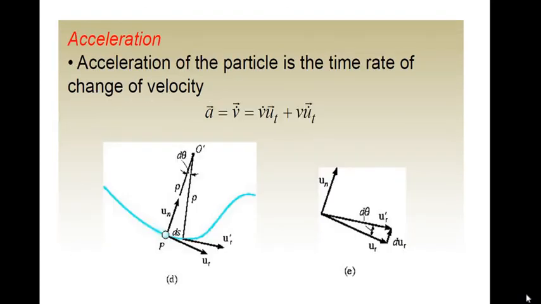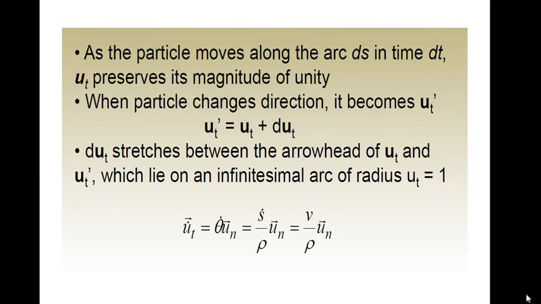Now acceleration. Acceleration of a particle is the time rate of change of velocity. a is equal to v dot times ut plus v times ut dot. As the particle moves along an arc ds in a time dt, ut preserves its magnitude of unity. Where the particle changes direction, it becomes ut dash. ut dash is equal to ut plus dut.